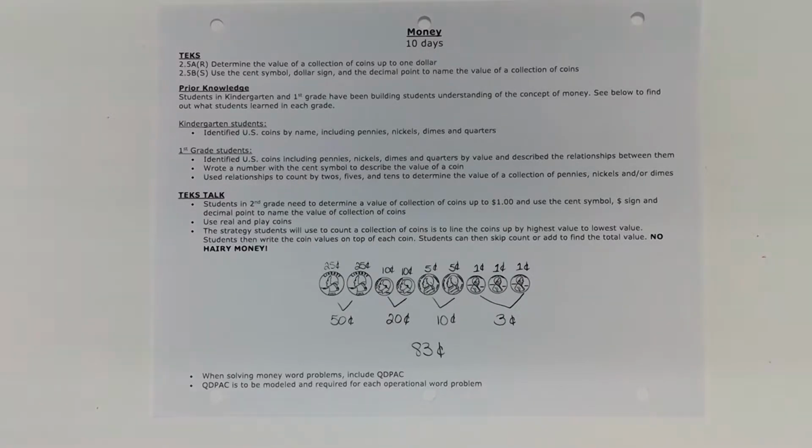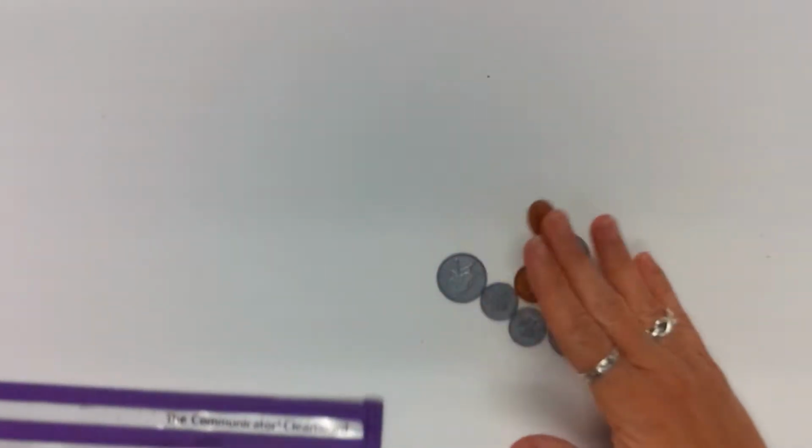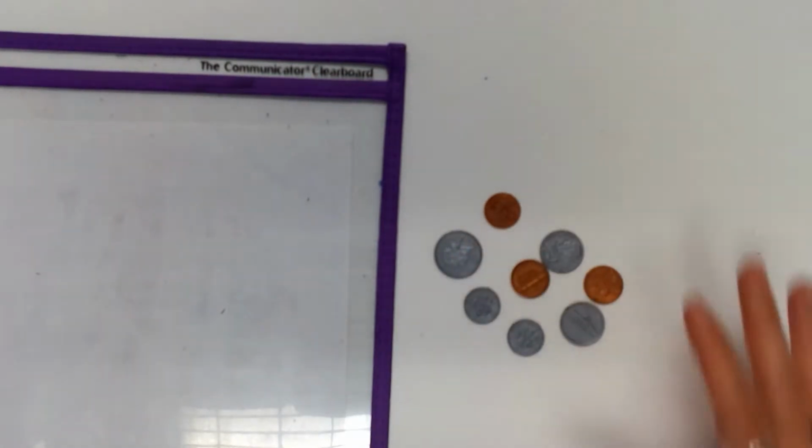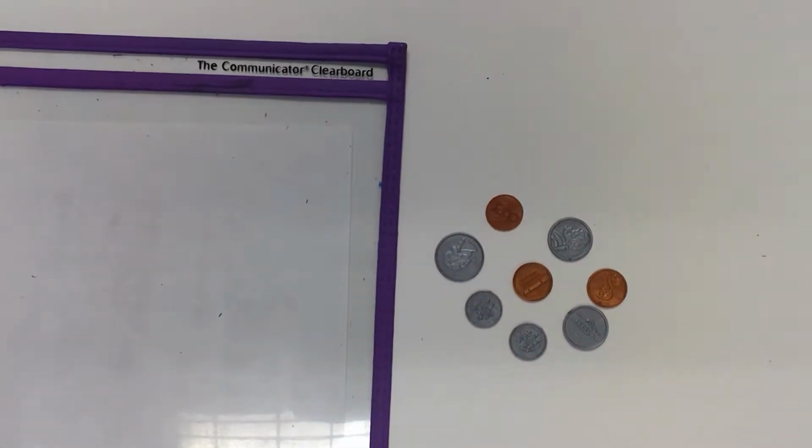The second part of the second grade TEKS is to use the cent symbol, dollar sign, and decimal point in order to name the value of a collection of coins. So we want to start out with the students by using real coins or just play coins. Either way, it will work. If we're explaining coins and doing a very quick review of what coins look like and doing some comparisons, then real coins would probably be very helpful for the students so they can see the different variations of the coins. But for the purposes of students counting, students doing activities, plastic coins work perfect.